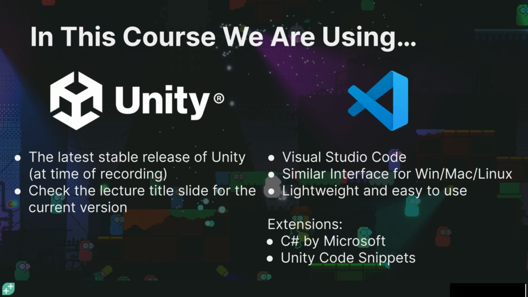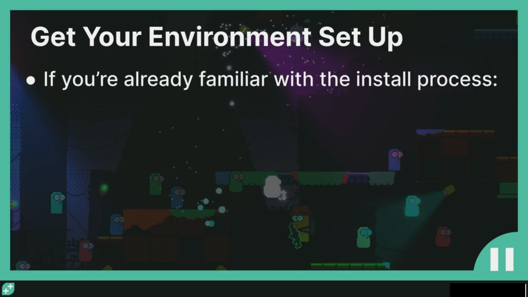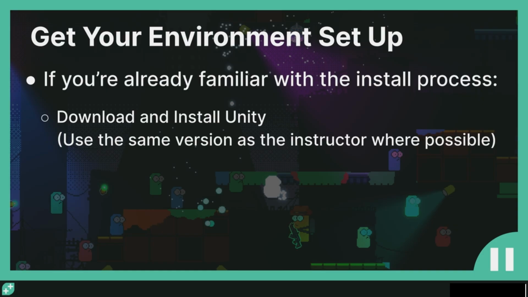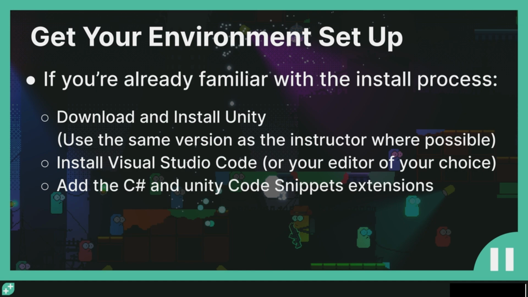So with that information out of the way, I think it's time for a challenge. I'd like you to get your environment set up. Go ahead and download and install Unity, and if possible, try and use the same version as the instructor for the best learning journey. Then go ahead and install Visual Studio Code or an editor of your choice. And once that's finished installing, go ahead and add the C# and Unity Code Snippets extensions. So pause the video now and give that a go.